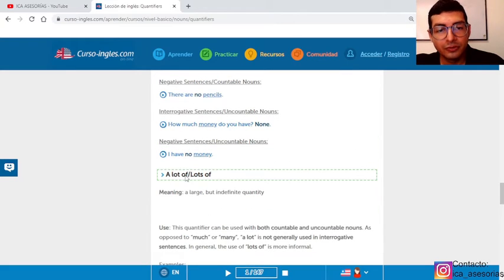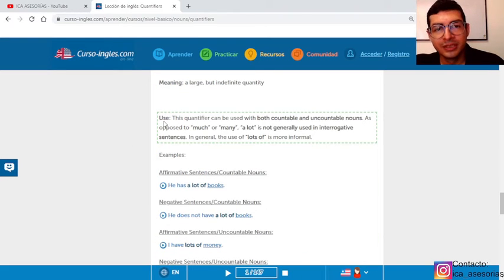A lot of, lots of, meaning a large but indefinite quantity. Use. This quantifier can be used with both countable and uncountable nouns as opposed to much or many. A lot is not generally used in interrogative sentences. In general, the use of lots of is more informal.